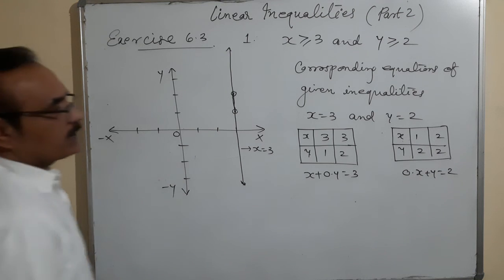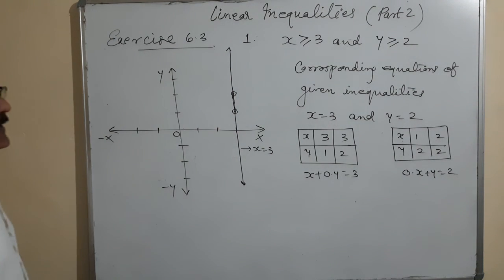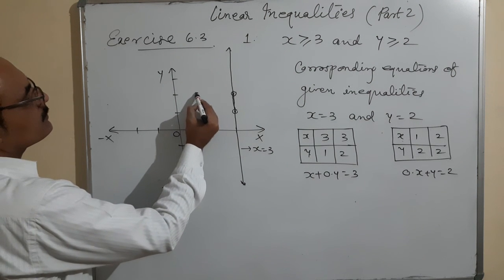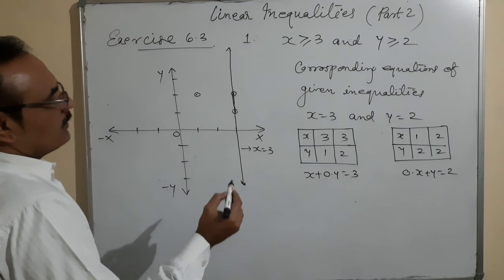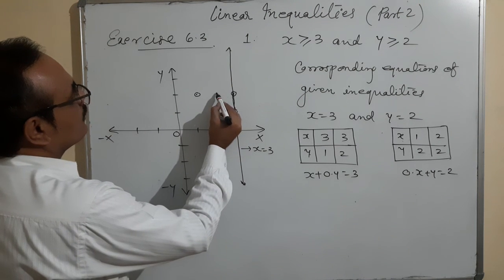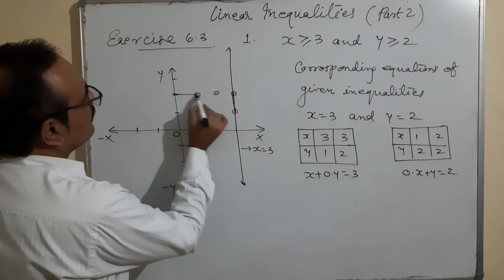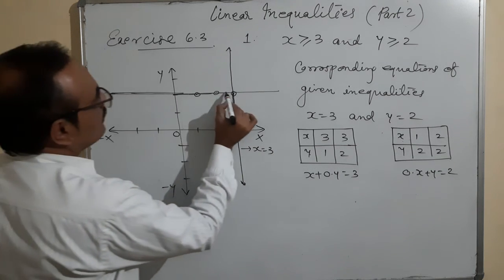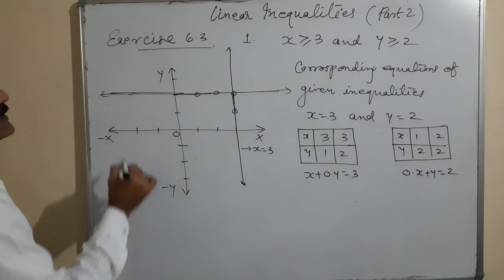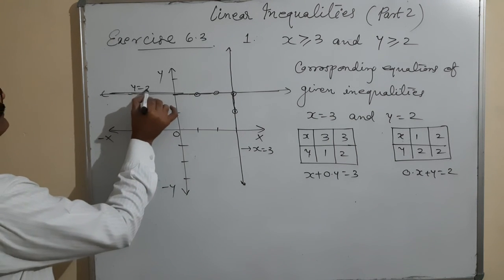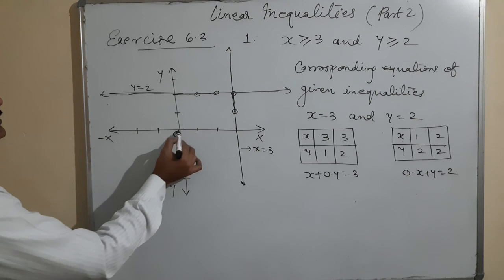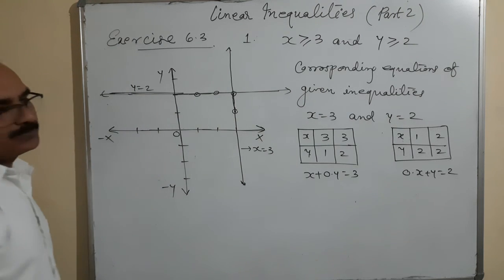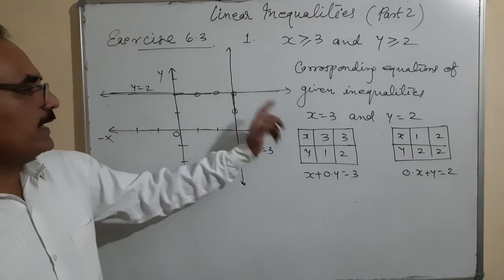Okay. Second one is x 1, y 2. X-axis 1, y-axis 2. Okay. 1, 2 and 2, 2. Okay. This is the representation of y is equal to 2. This is x is equal to 3, y is equal to 2. So origin, y-axis, x-axis.